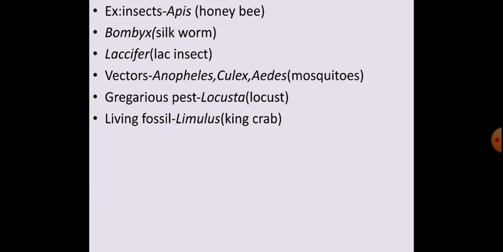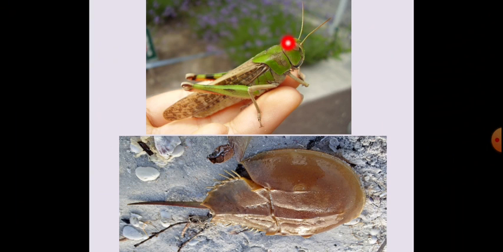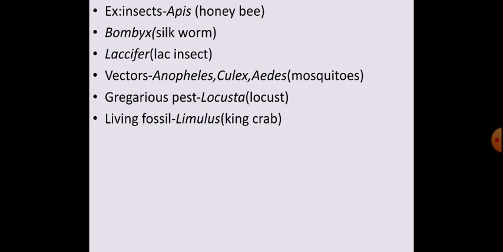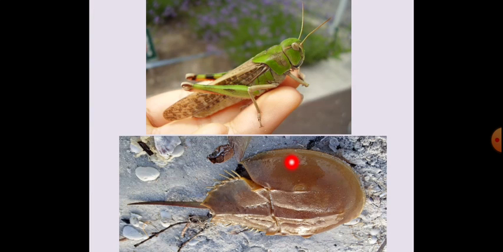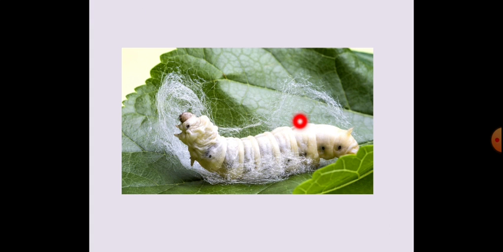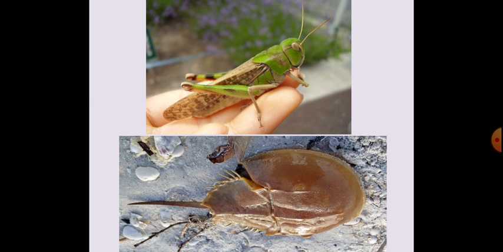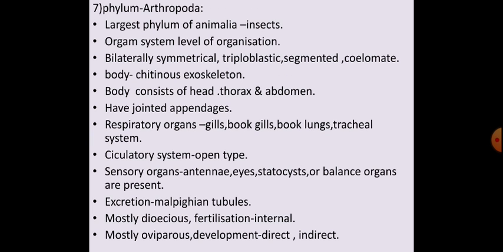Another pest, a gregarious pest, is Locusta, the green one. The other one is Limulus, the king crab. These are all examples of phylum Arthropoda: Locusta, Limulus the king crab, and Bombyx mori the silkworm. Okay, this is about phylum Arthropoda.